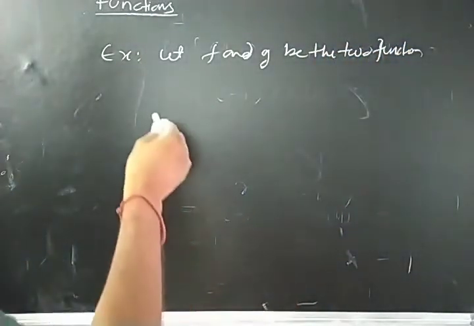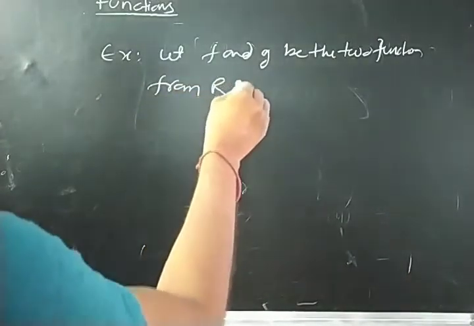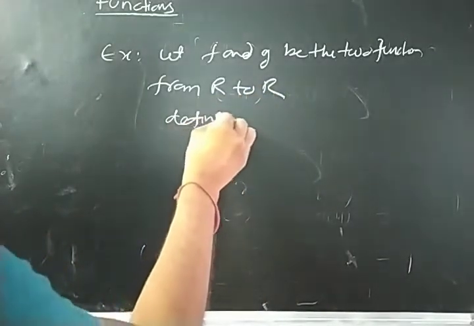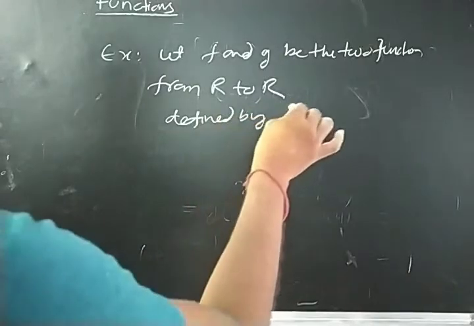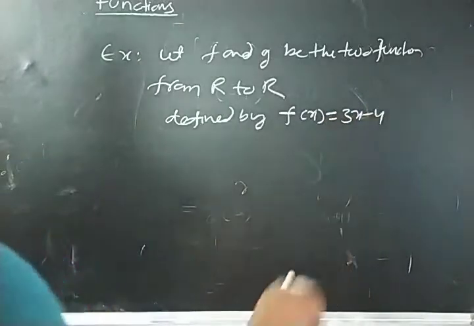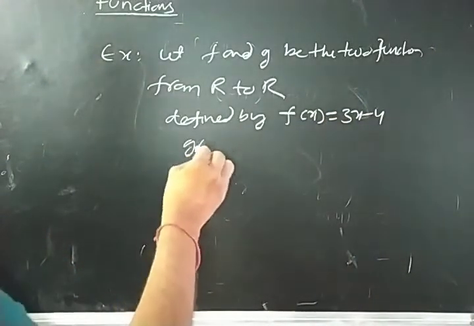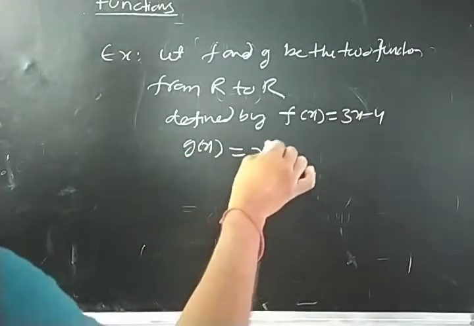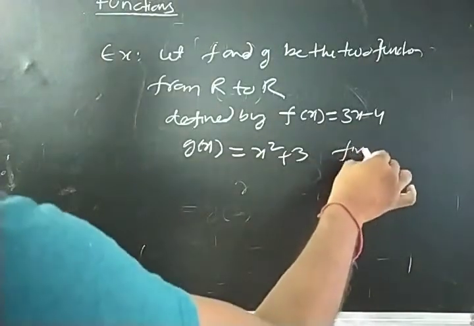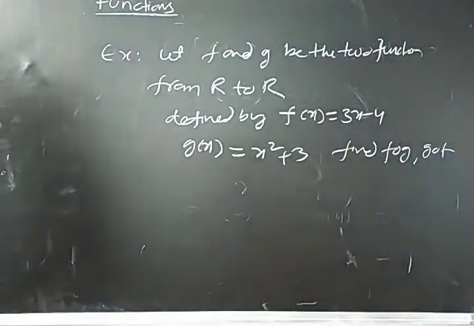Functions from R to R, from real number to real number, defined by f of x is equal to 3x minus 4, and g of x is x square plus 3. Now find f circle g and g circle f.